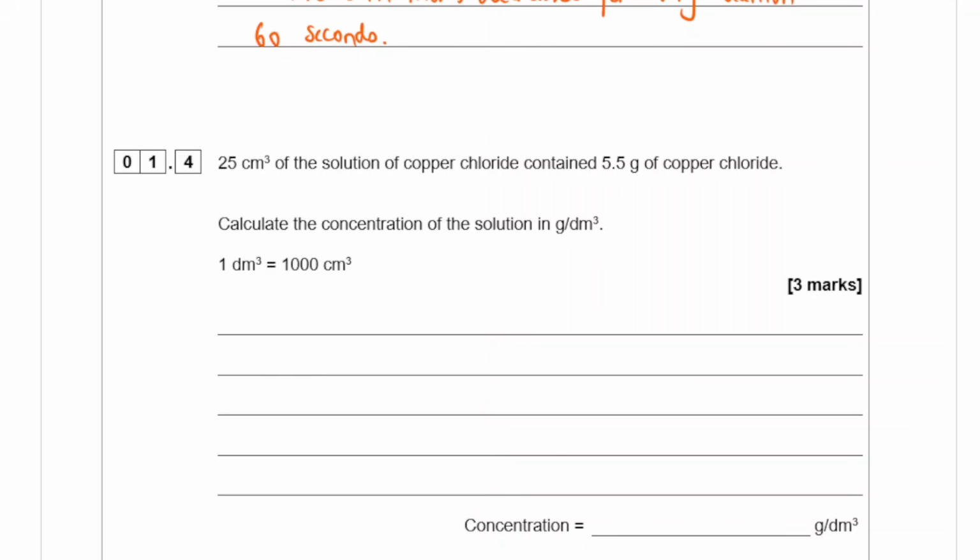25 centimeter cube of the solution of copper chloride contains 5.5 grams of copper chloride. Calculate the concentration of the solution in gram per dm cube. 1 dm cube is 1000 centimeter cube. So I need to convert that 25 centimeter cube to dm cube by dividing it by 1000. So volume is going to be 0.025 dm cube.